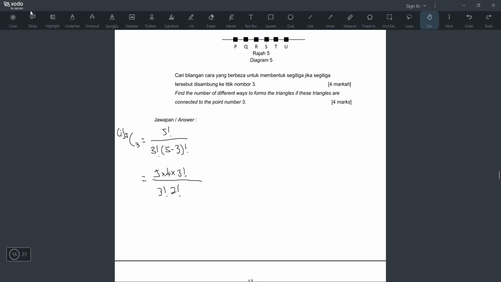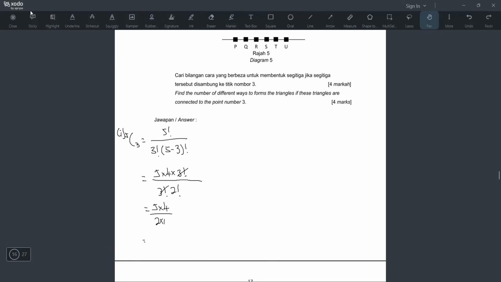And if you think about it, 3 factorial is what? 3 times 2 times 1, right? So it's correct. If you write like this, it's correct. And then 3 factorial, the reason why I do it like this is because I want to cancel, right? So you're left with 5 times 4 divided by 2 factorial, which is 2 times 1. Yeah, 2 factorial is 2 times 1, right? It means 5 times 4 divided by 2.